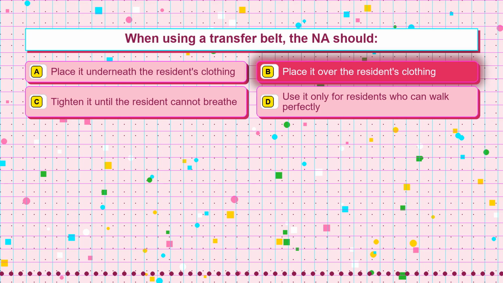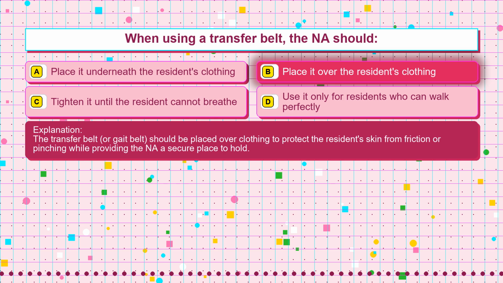The correct answer is option B, place it over the resident's clothing. The transfer belt, or gait belt, should be placed over clothing to protect the resident's skin from friction or pinching while providing the NNAAP a secure place to hold.